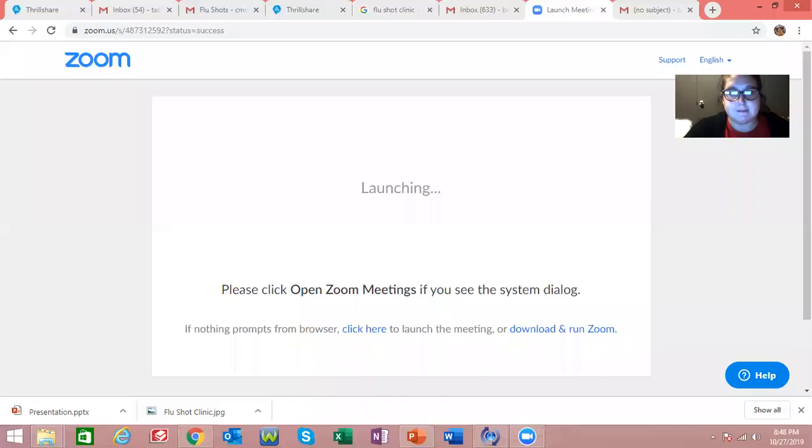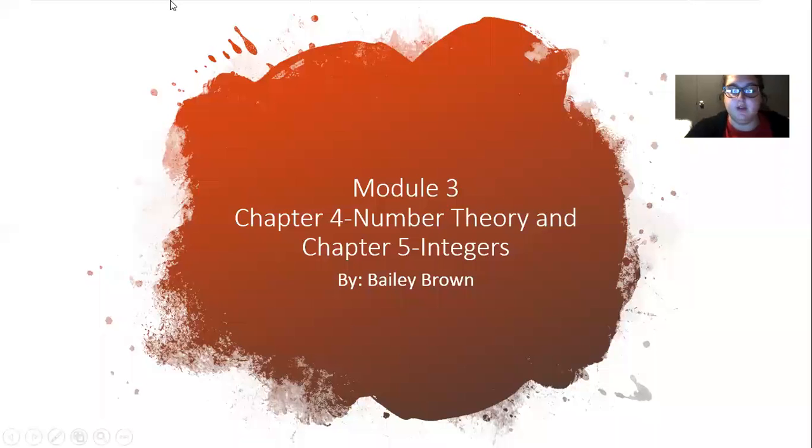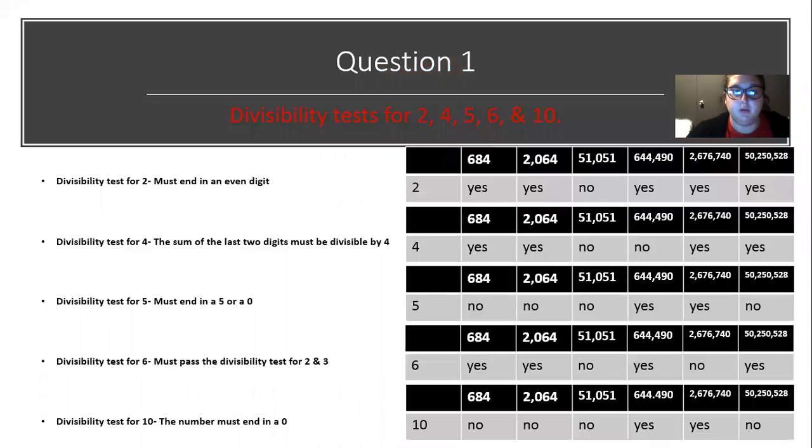So I'm going to go ahead and screen share. Alright, so we've got Module 3, Chapter 4, Number Theory, and Chapter 5, Integers. So we've got question 1, divisibility. We're going to talk about the divisibility rules for several different numbers.